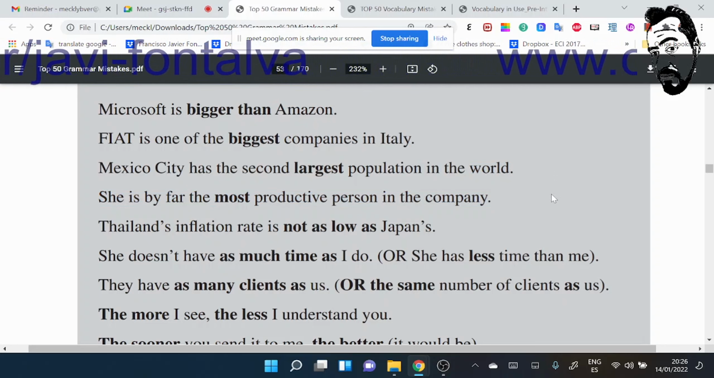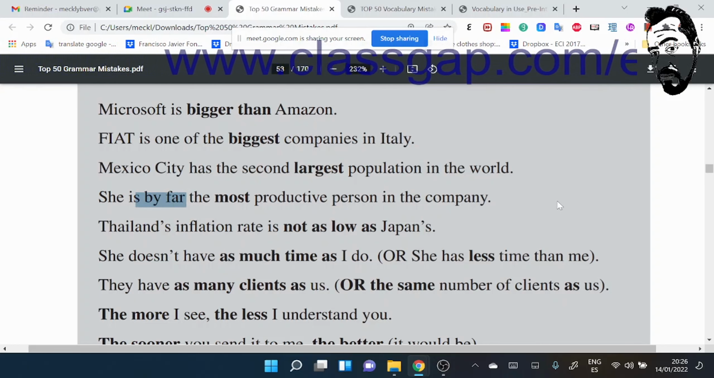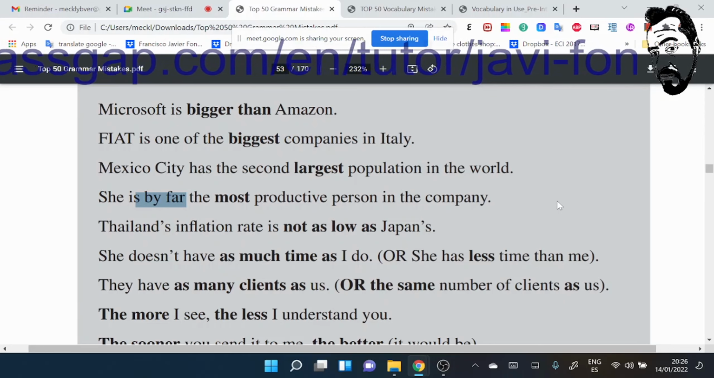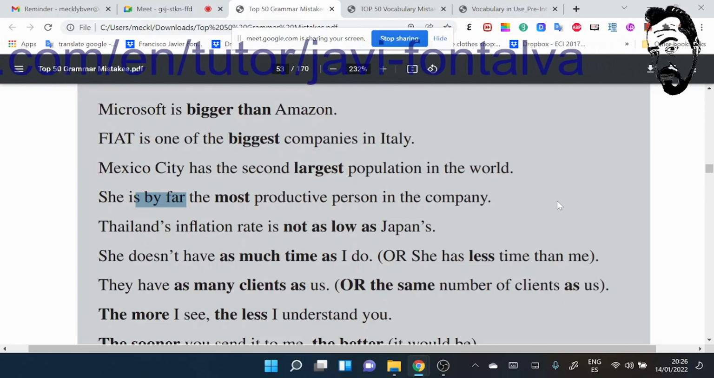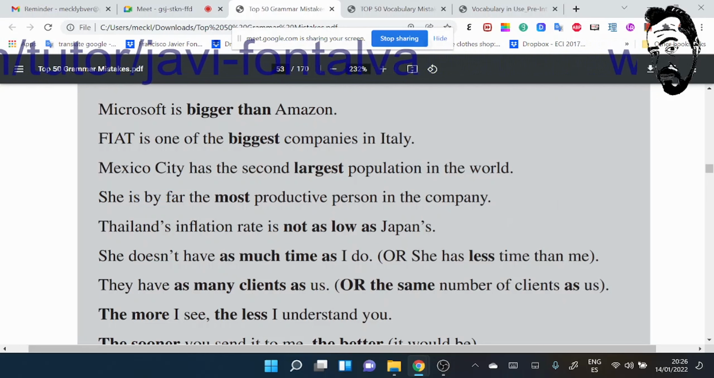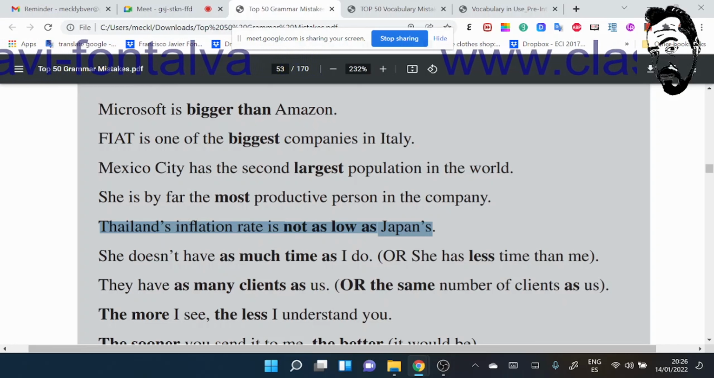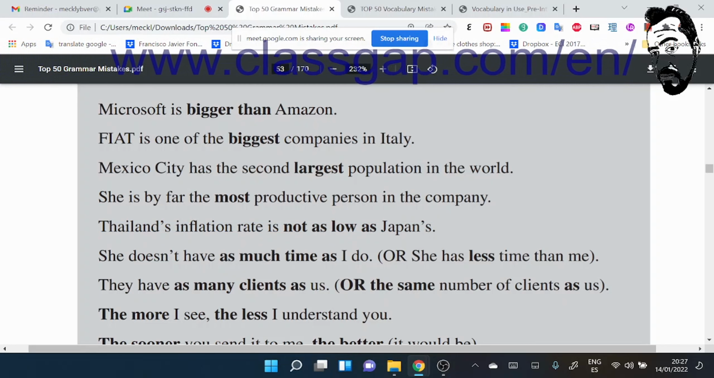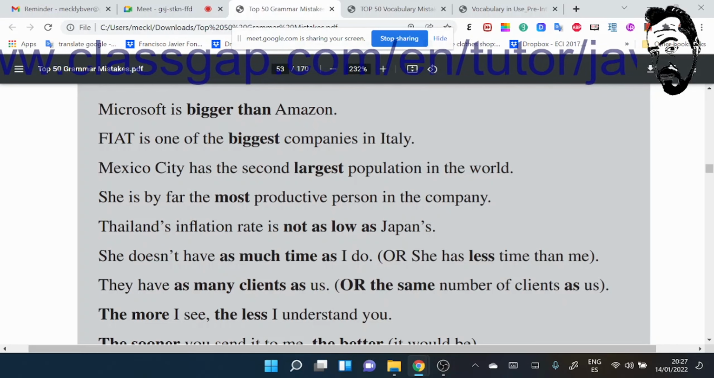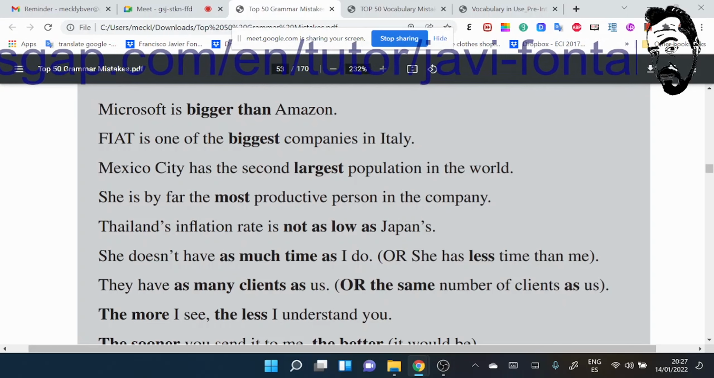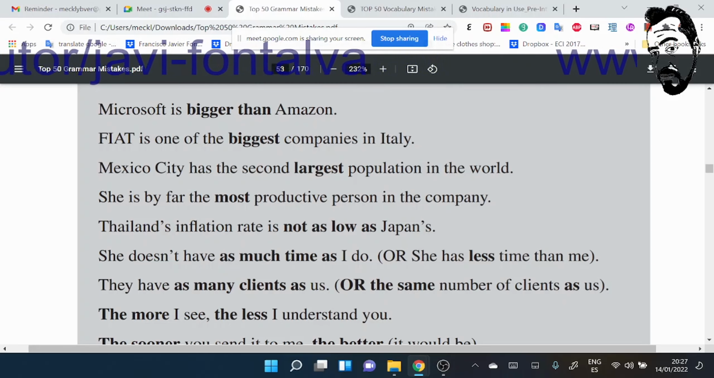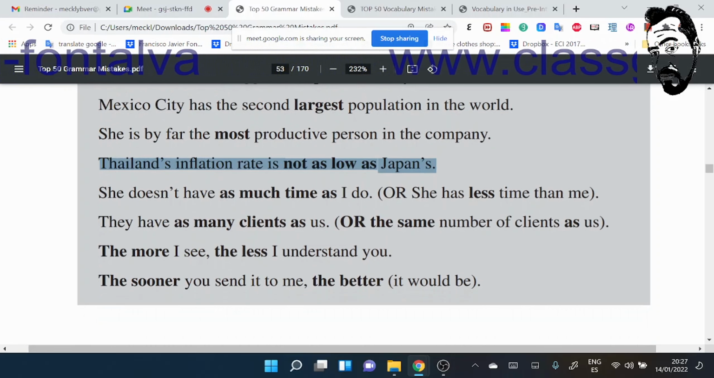She is by far the most productive person in the company. By far is a very good expression. It means with a big difference. So it's by far the most productive person, yeah? It's like when we say se ve desde lejos, no? Exactly. So for example, London is by far more expensive than Malaga. By far more expensive. Okay, next one.